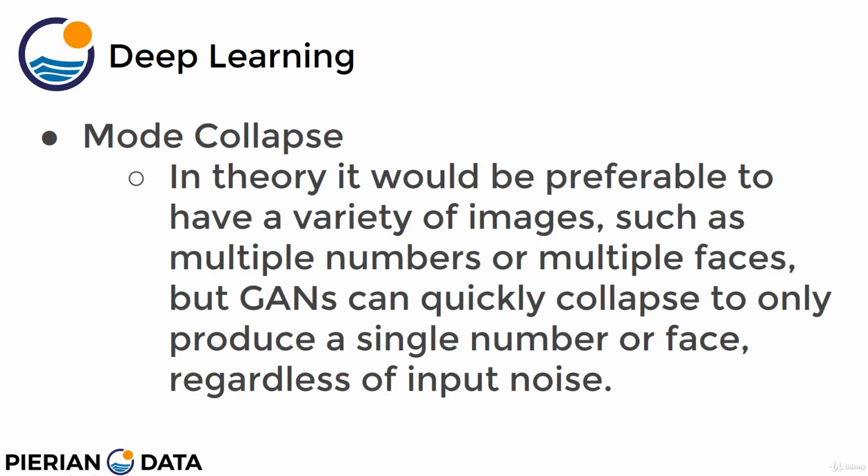Well, then the generator ends up just learning to produce that same face over and over again. So in theory, it would be preferable to have a variety of images, such as multiple numbers or multiple faces or multiple images, etc. But GANs can quickly collapse to only produce a single number or a single face or a single image, whatever your data set happens to be, regardless of the input noise. Which means you can feed in any type of random noise you want, but the generator figured out the one image that it can use to fool the discriminator. So in its batch of images, it just produces copies of the same image.